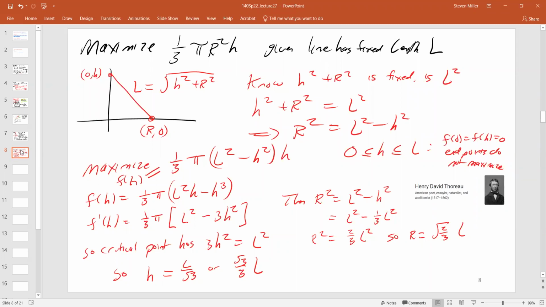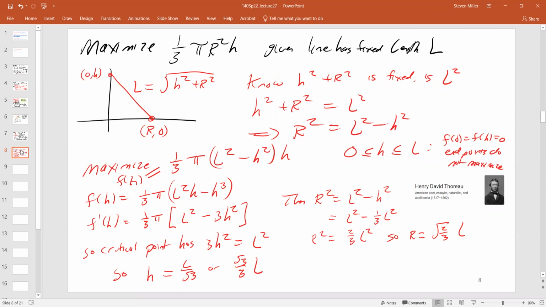Did I do the algebra correctly? My units look right. And you can check and see that h squared plus r squared is 1/3 l squared plus 2/3 l squared, which is just l squared. Did I make an algebra mistake?